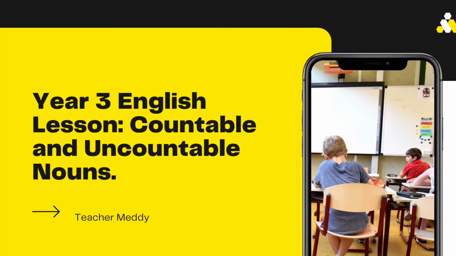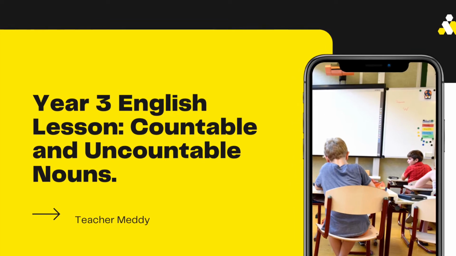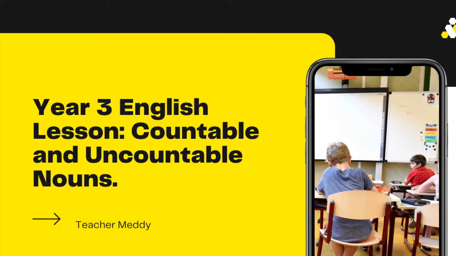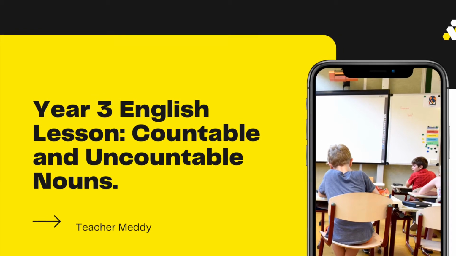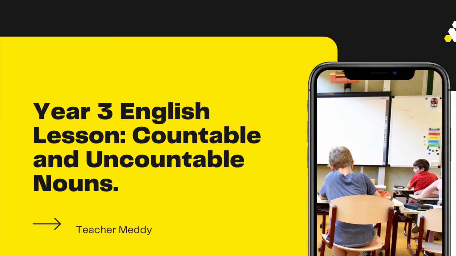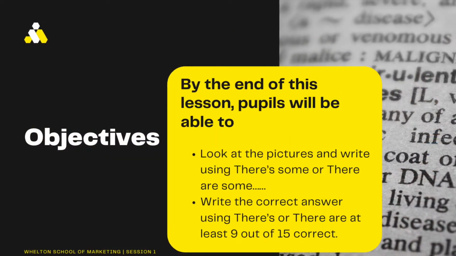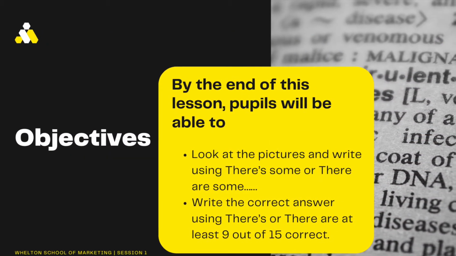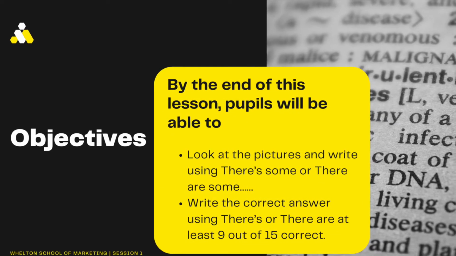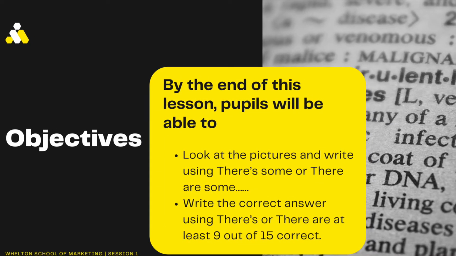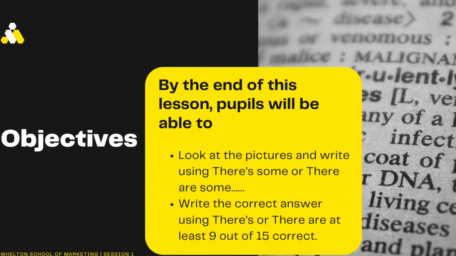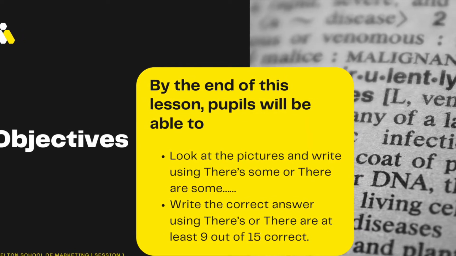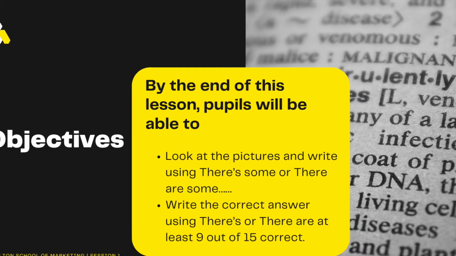Welcome to Year 3 English lesson: Countable and Uncountable Nouns. So, without wasting more time, let's look at our objectives for today. By the end of this lesson, pupils will be able to look at the pictures and write using there's some or there are some. Write the correct answer using there's or there are, at least 8 out of 15 correct.